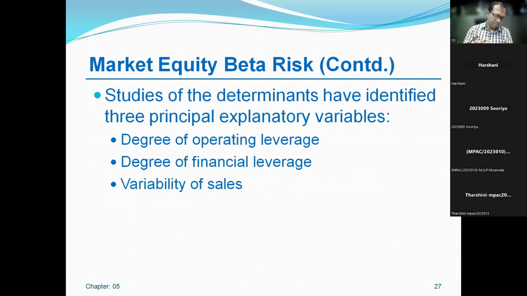Right, so equity beta risk, degree of operating leverage, degree of financial leverage, variability of sales. So these are the high level things that will affect the organizations. Operating leverage is how far you are dependent on the fixed cost, because if your fixed cost is high, a slight variation in your revenue can have a big impact on your bottom line. Financial leverage is the level to which your organization is exposed to debt capital, right? Loans. Sales fluctuation is the other one.